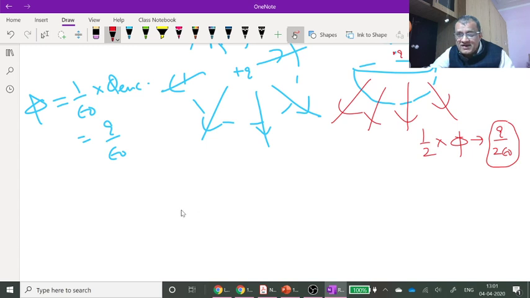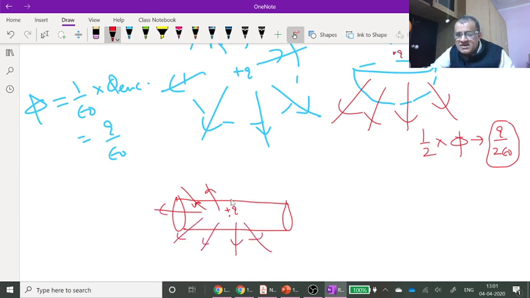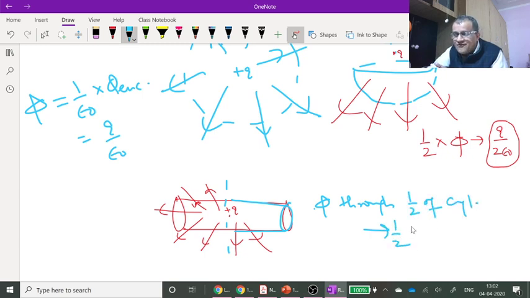If instead of a sphere I have a long cylinder, and at the center of this I place a Q, then due to this Q, field lines will be passing through all sides, like this, like this, like this. But common sense says half of these lines will pass through one half of the cylinder, and half through the other. So whatever the shape, the flux through half of the cylinder will be half of Q upon epsilon naught, that is, Q by 2 epsilon naught.